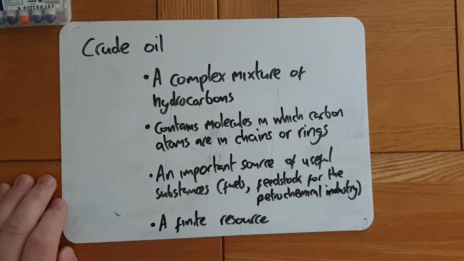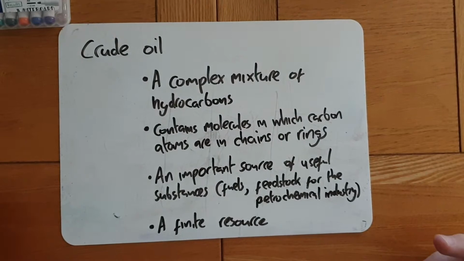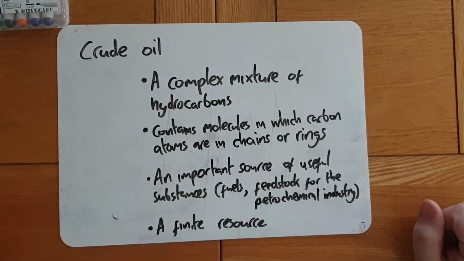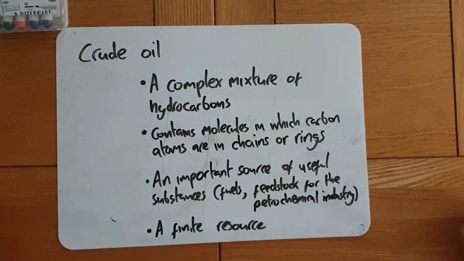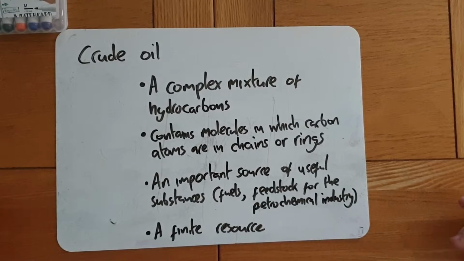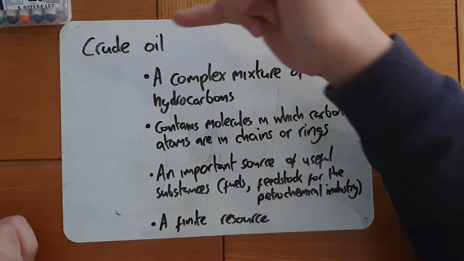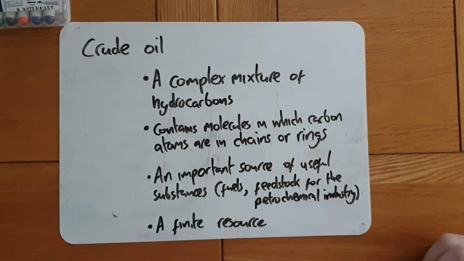What is crude oil? It's a fossil fuel. It's that thick black stuff. It's from decayed organic matter, like ancient plants and animals from millions and millions of years ago, and it's all been decayed, squished down, and ends up as crude oil. Then humans dig down and pump it out of the ground.